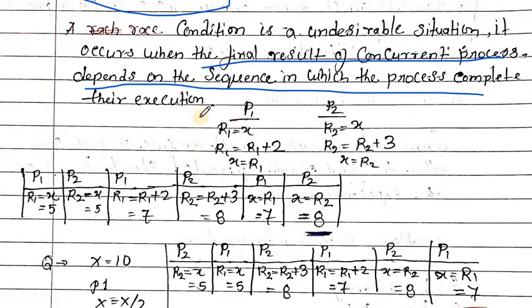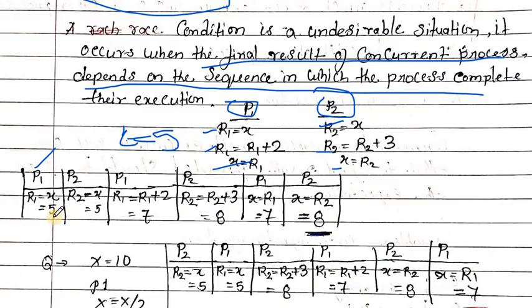Here there is process P1 and process P2. P1 executes these 3 lines of code, and P2 will execute these 3 lines of code. First we give the chance to P1. So when P1 executes the first line of code, R1 is equal to X. Here we take X equal to 5 initially. So R1 is equal to 5.